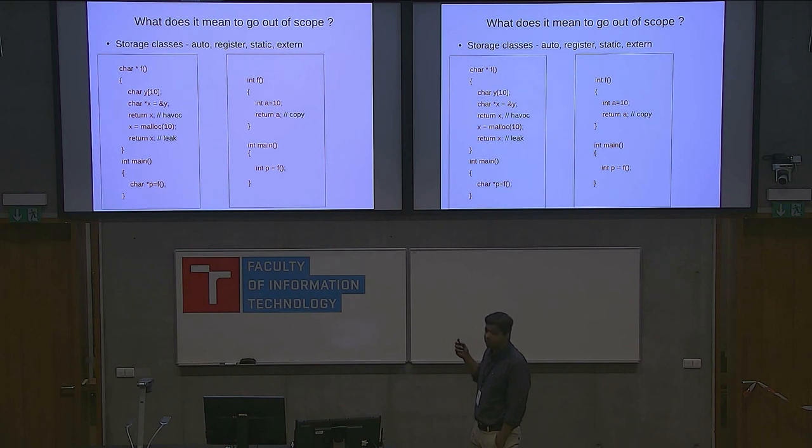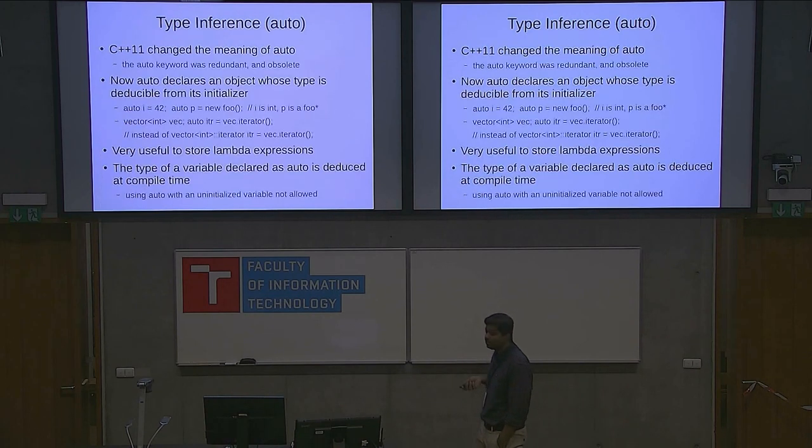I wanted to mention auto because auto has changed in C++11. So auto int x, which used to be the old C++ way of saying that this is an automatic variable on the stack, now auto means deduce the type by looking at the initializer. This is done at compile time. C++ is a strongly typed language, so all types are known before the program starts running for efficiency. So the auto keyword is now changed.